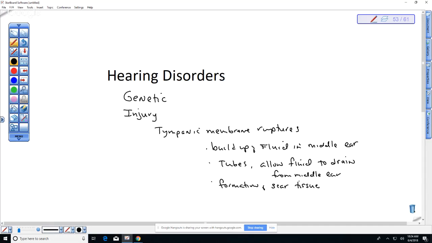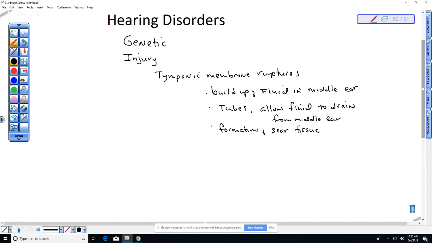Did anybody in here have tubes in your ears? Okay, so it tends to be the older people. I don't know how old you are, but I think it was a lot more common in the past. Yeah, I don't think it's as common today as it was in the past, putting tubes in the ear. Okay.